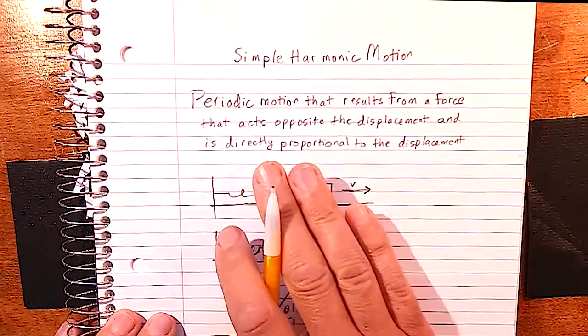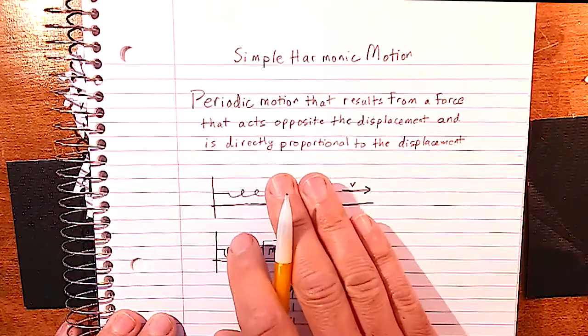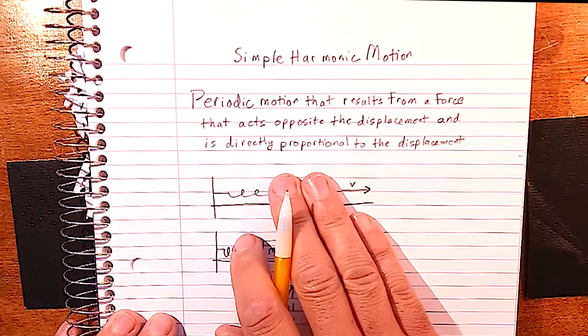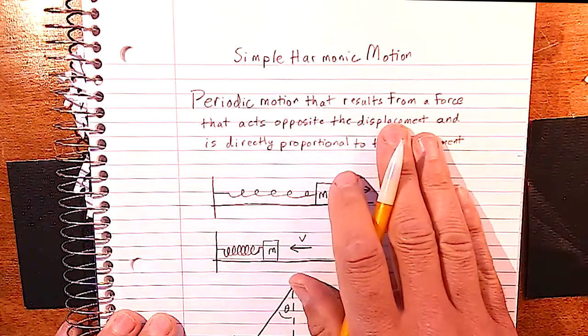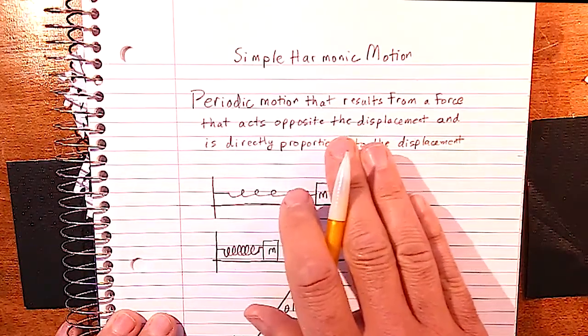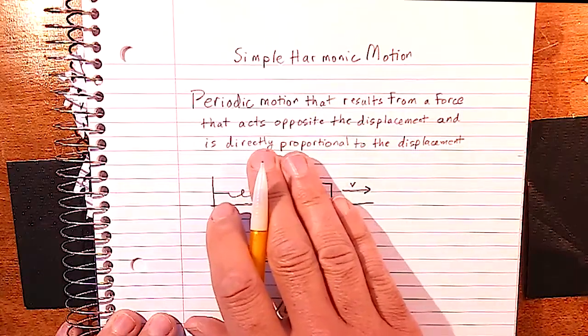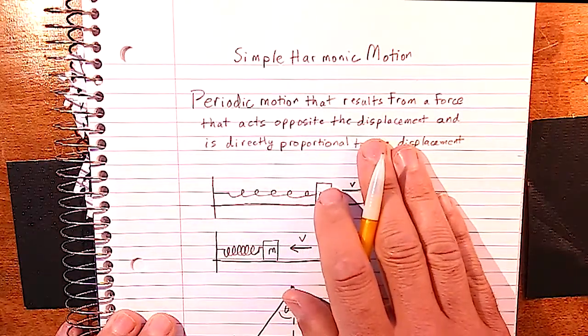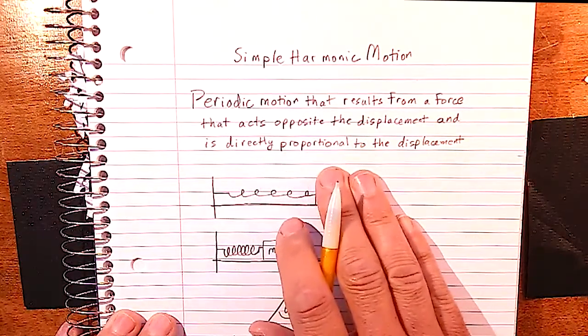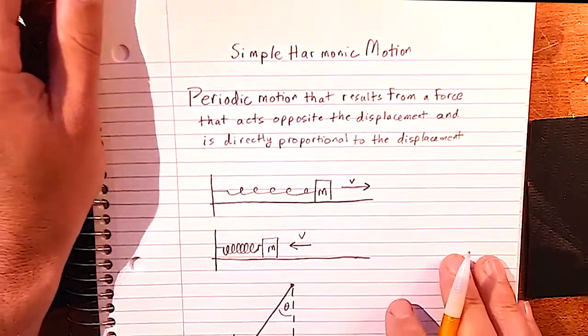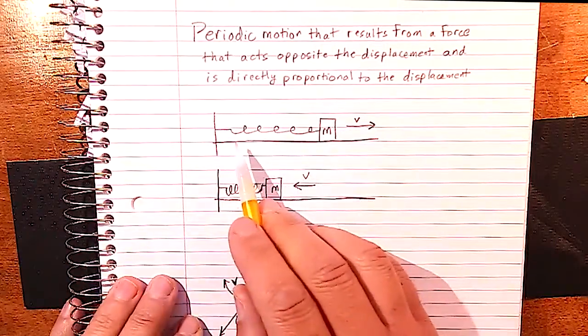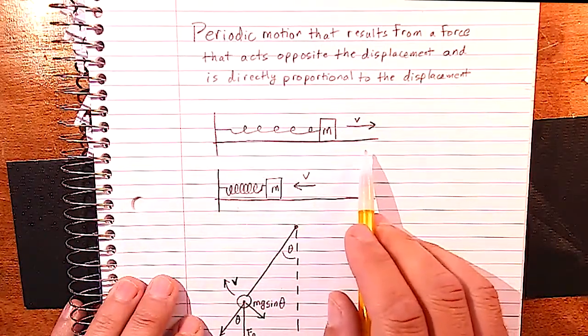So we did this in the original video in part 2, which is the definition of periodic motion. So what is it again? It is the result of a force that acts opposite the direction of the displacement and is directly proportional to the displacement. So let's say that we have a mass on a spring on a frictionless surface.